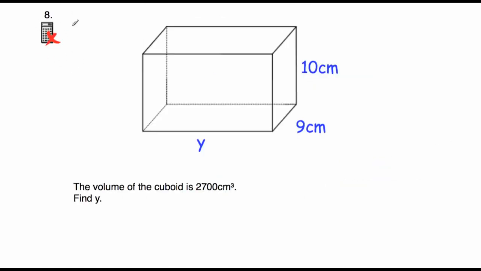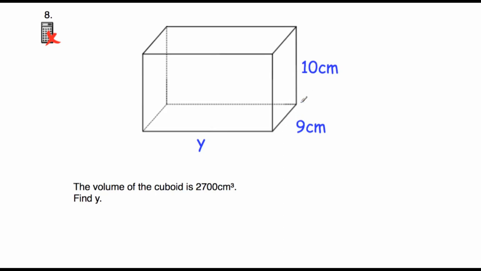Okay, let's have a look at question number 8. So in question number 8, we've been given a cuboid, and the cuboid's got a height of 10 centimetres, a width of 9 centimetres, and a length of y, and we've been told the volume. So in other words, whenever we multiply the value for y by 9 by 10, we would get 2,700. And we've been asked to find this number that's here, this y.